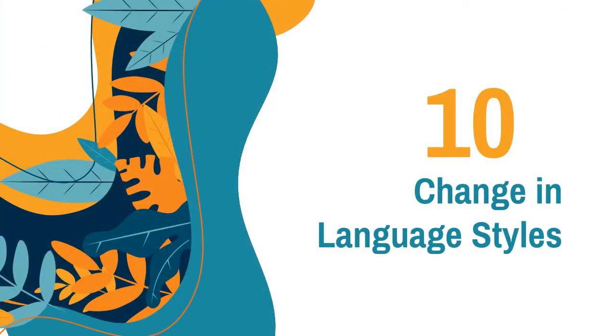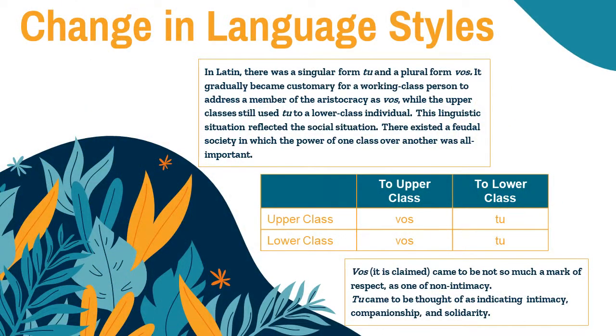The next is change in language styles. In Latin, there was a singular form tu and a plural form vos. It gradually became customary for a working class person to address a member of the aristocracy as vos, while the upper classes still used tu to a lower class individual. This linguistic situation reflected the social situation. There existed a feudal society in which the power of one class over another was all important.